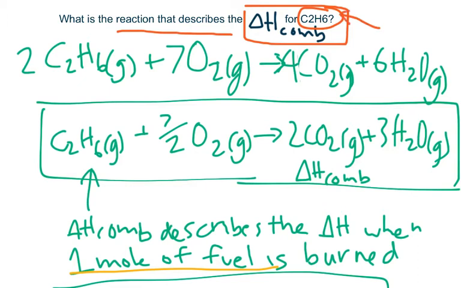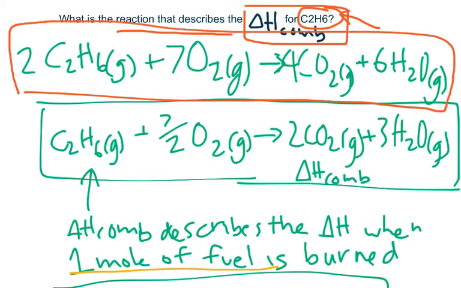So you can start off by just balancing it normally, and it looks like this. But notice how the fuel has a coefficient of 2, and we want it to be 1. So how do we fix that? Well, if you divide all the coefficients by 2, aka just cutting the reaction in half, then you get this. And notice how the coefficient on our fuel, C2H6, is now 1.